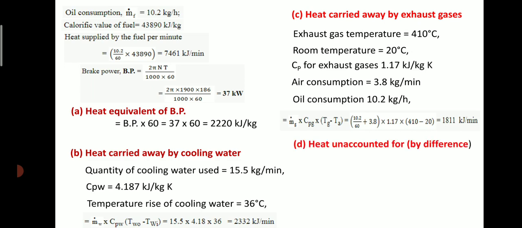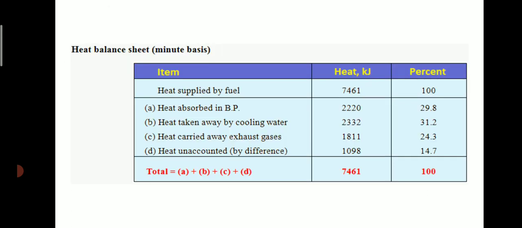The last calculation is unaccounted heat. By difference: total heat is 7461 minus 2220, which is the heat equivalent to brake power, minus 2332 kilojoule per minute, the heat carried away by the cooling water, minus 1811, the heat carried away by the exhaust gas. So all these parameters by difference can be calculated in the sheet. In this way, the heat balance sheet is prepared.